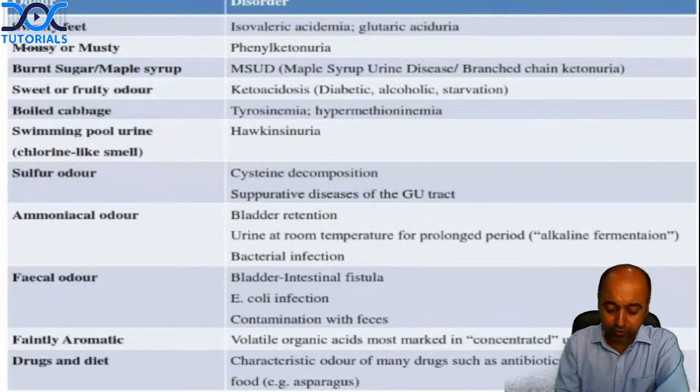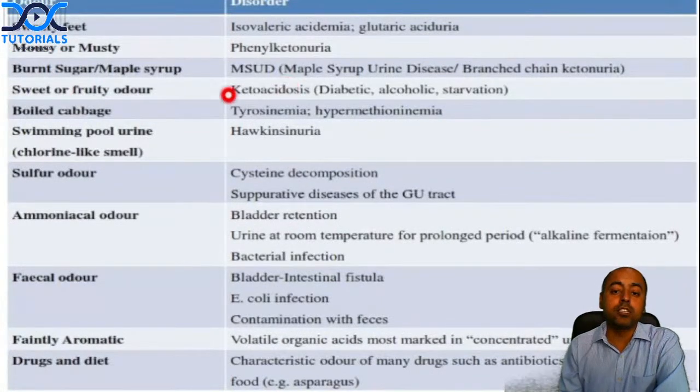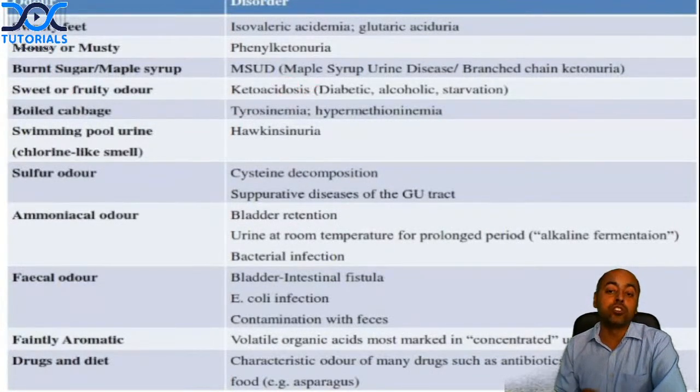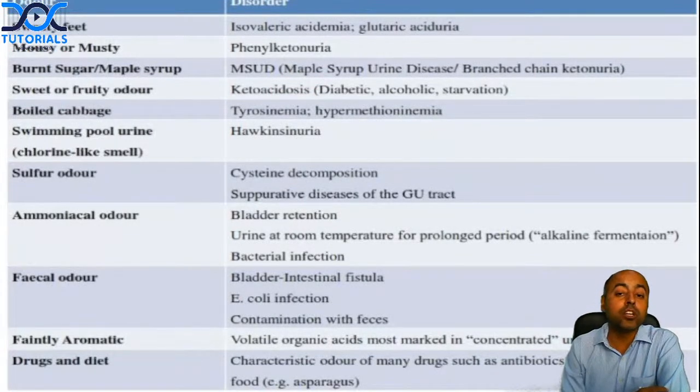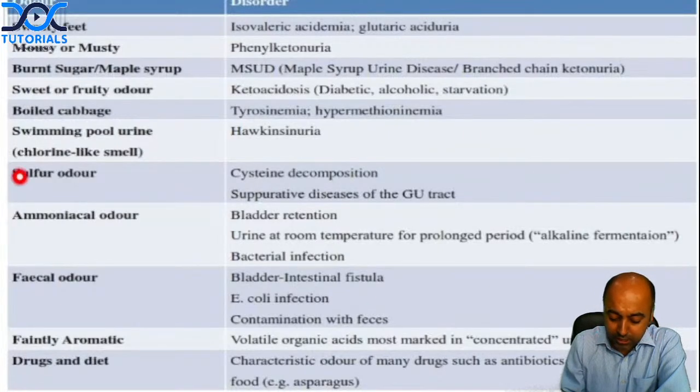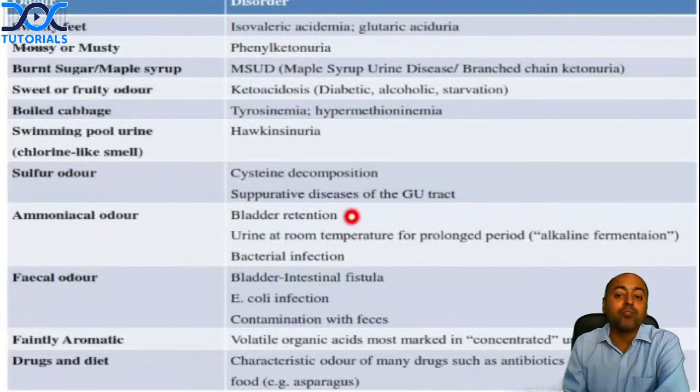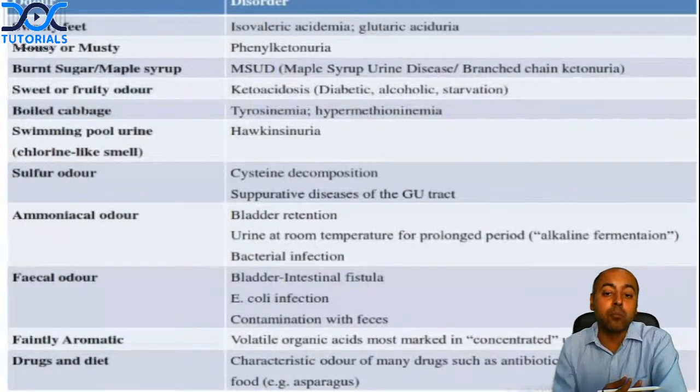We already mentioned sweaty feet, mousy musty odor, burnt sugar. Fruity odor is the hallmark of ketoacidosis, in the urine as well as the breath. We already mentioned swimming pool odor. Sulfur odor is seen in suppurative disease of the genitourinary tract or in cystine decomposition. And ammoniacal odor is particularly seen in bacterial infection or when there is retention of urine in the bladder.